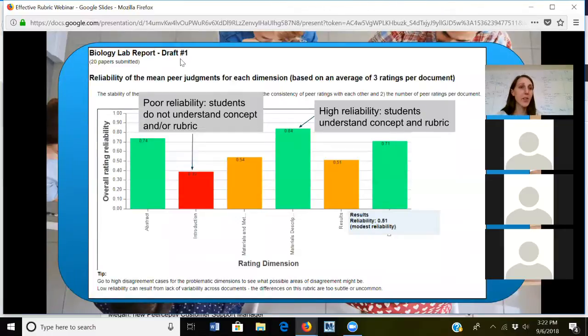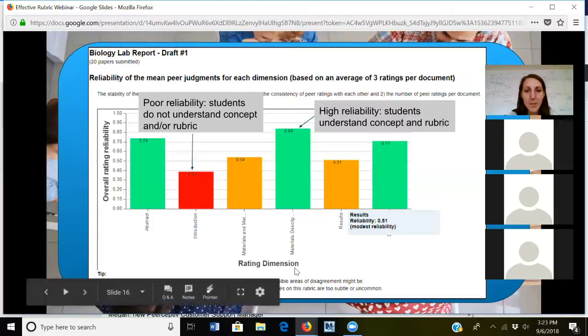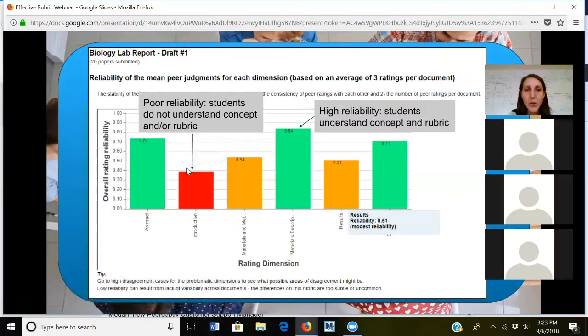And I wanted to end the talking session with this example of the reliability of a lab report. So this chart, and you will have a similar chart on any assignment you do with data from your class, from that assignment, shows the reliability of the mean peer judgments for each dimension. So they have the rating dimensions here and the overall rating reliability. Items in red, like the introduction here, show poor reliability. That means that students either don't understand the concept or the rubric or both. The yellow is sort of average or modest reliability, and the green shows high reliability, where it's clear that students understand the concept and the rubric.